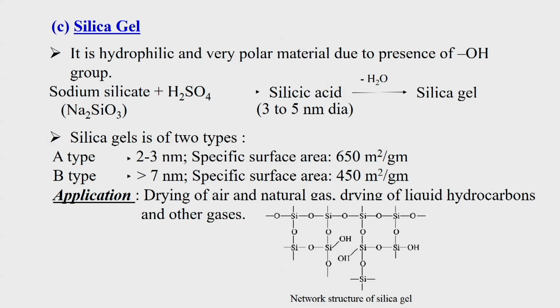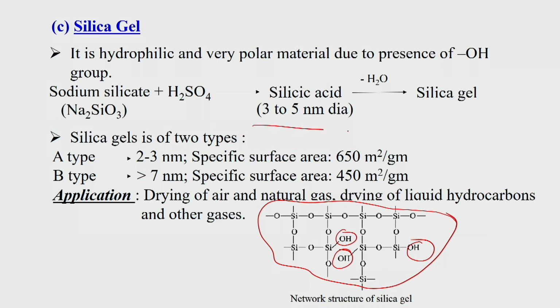Then the third one is silica gel, that is also widely used, but it is very hydrophilic or hygroscopic in nature and a very polar material due to the presence of hydroxyl groups. Like this one, the network structure of silica gel, we will find so many OH groups present in the silica gel. Okay, so that is prepared by reacting sodium silicate, Na2SiO3, with sulfuric acid to get silicic acid, followed by dehydration, and we will get the silica gel.